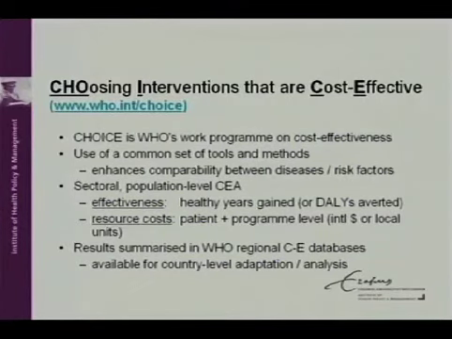It is sectoral and on a population level, meaning effectiveness is being measured by the healthy years gained or the disability adjusted life years averted. I'm sure some of you are familiar with this concept. It takes into account both additional longevity as well as quality of life, and the resource costs at patient and program level. So implementing a program for healthcare, of course, has program costs with it, but also costs that can be related to the patients, like medicines and days they spend in hospitals, etc.